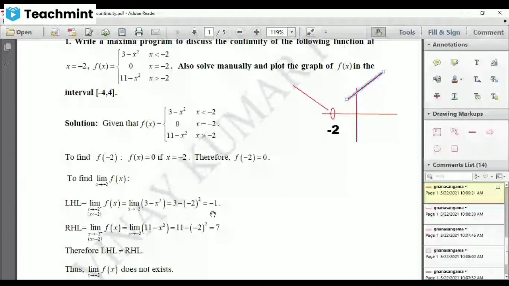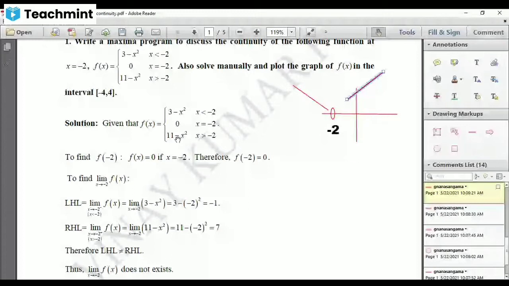So if you put x equal to -2, -2 whole square is 4, 3 minus 4 is -1. So we got the left hand limit. What about the right hand limit? Limit as x tends to -2 plus f of x. This plus indicates your x is greater than -2. When x is greater than -2, which function do you have to choose? 11 minus x square, right?